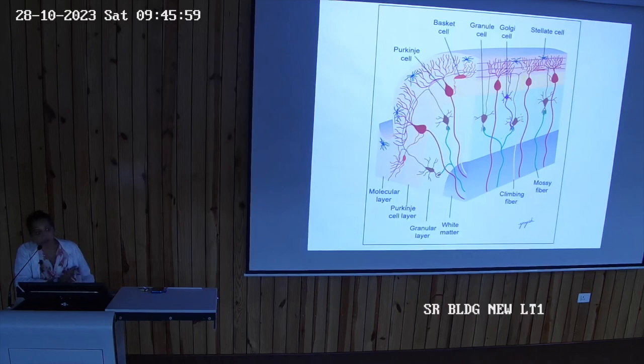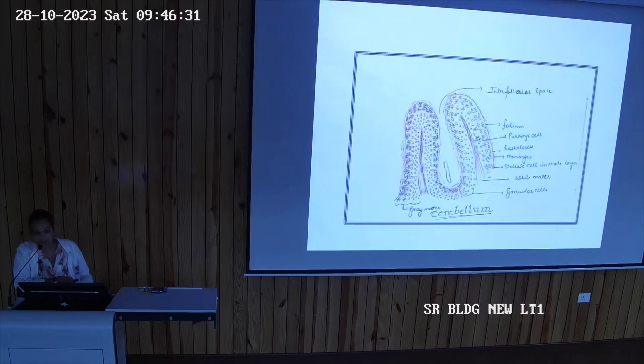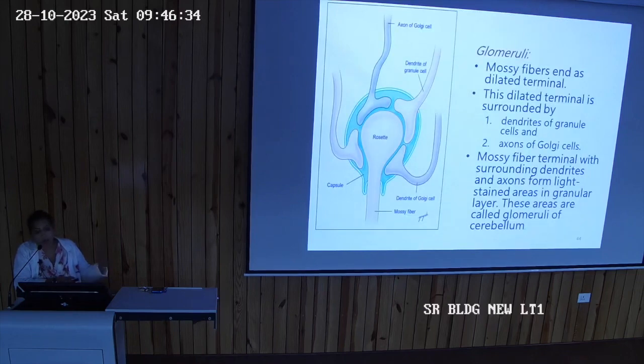Climbing fibers are coming from the inferior olivary nucleus in the medulla. And mossy fibers are coming from the vestibular part, the pons part, and from the thalamus. Now, these mossy fibers synapse with the Golgi cells and also with the granules. So here they are forming the glomeruli of the cerebellum.